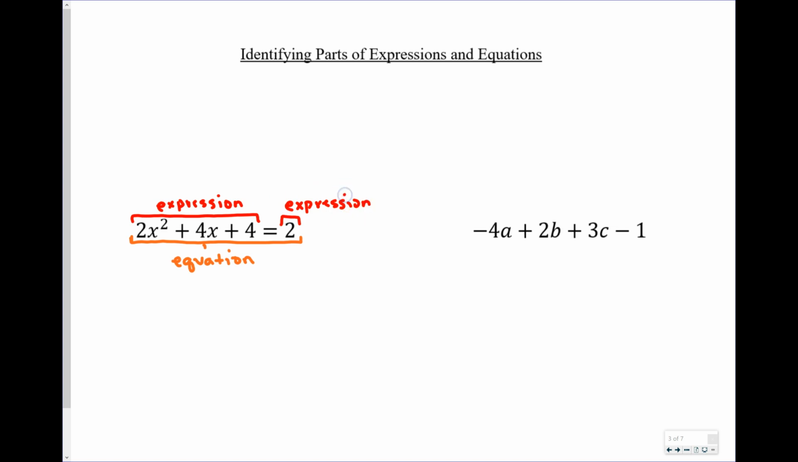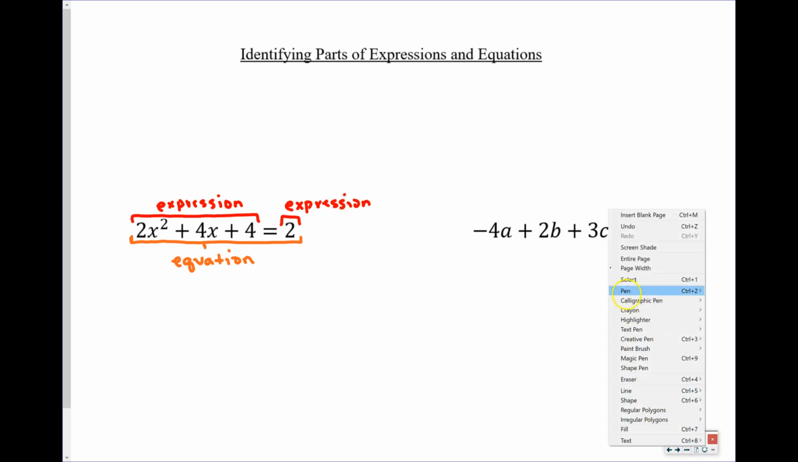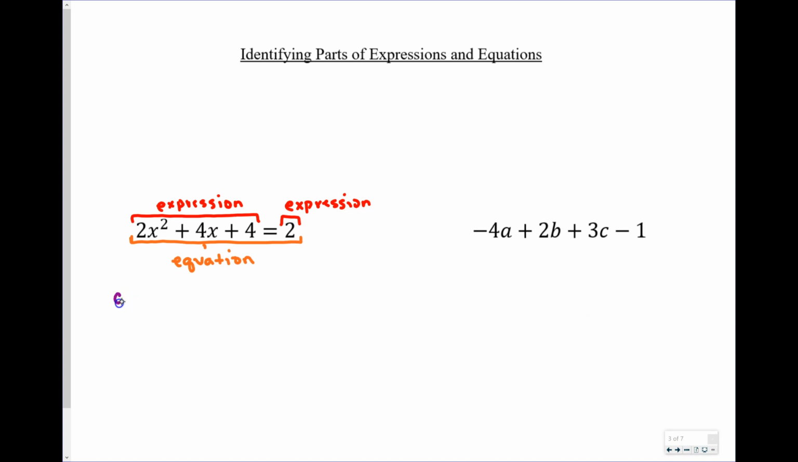But we can be a little more specific. The first thing I want to be specific about is I want you to tell what all the constants are. So in this example, my constants are the 4 and the 2. The 2 is also an expression. Sometimes they can double up. So 4 and 2 are my constants. They have no variables attached to them.